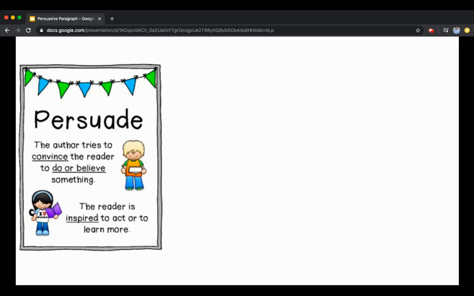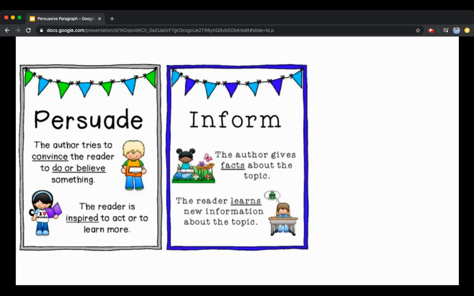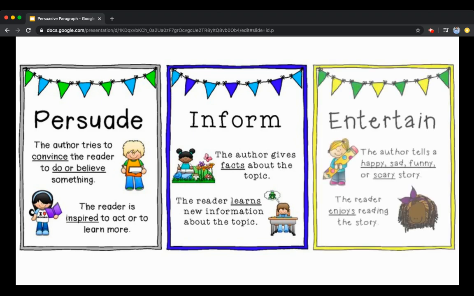When an author writes to persuade, the author tries to convince the reader to do or believe something, and the reader is inspired to act or to learn more. When an author writes to inform, the author gives facts about the topic, and the reader learns new information about the topic. An example of this is when we wrote our civil rights movement essay. When an author writes to entertain, the author tells a happy, sad, funny, or scary story, and the reader enjoys reading the story or has fun reading the story. An example of this would be Dogman.